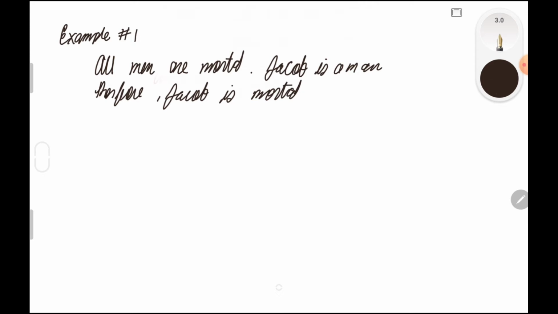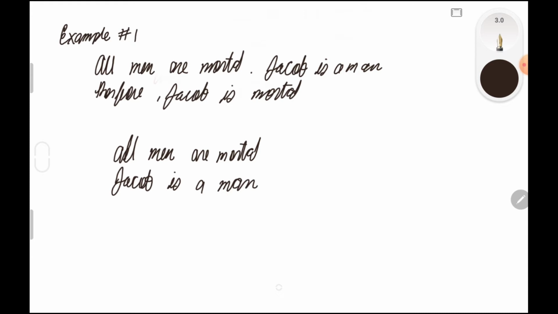So from this logical statement, okay, let's identify the two premises. The first premise or the first idea is that all men are mortal. The second premise or the second idea is that Jacob is a man. And then the conclusion is Jacob is mortal.